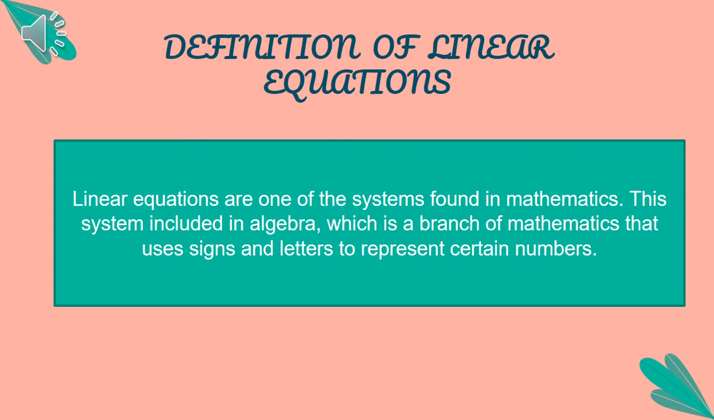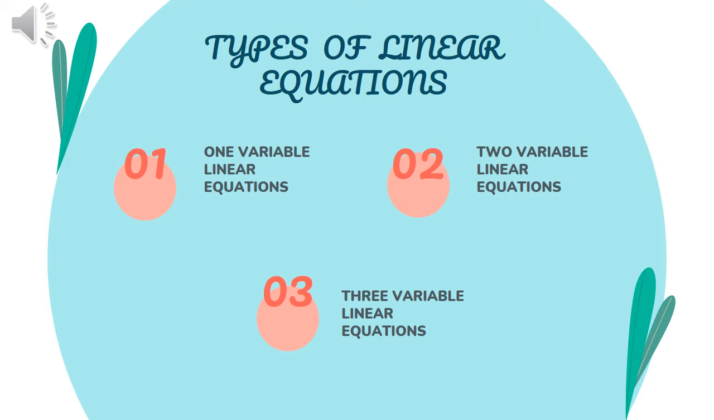Definition of linear equations. Linear equations are one of the systems found in mathematics. The system is included in algebra, which is a branch of mathematics that uses signs and letters that represent certain numbers. Types of linear equations. First is one variable linear equations. Second is two variable linear equations. And third is three variable linear equations.